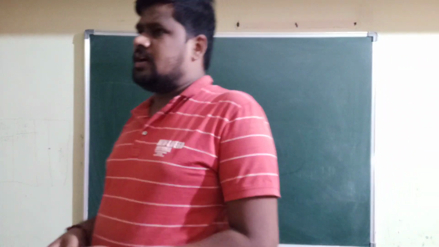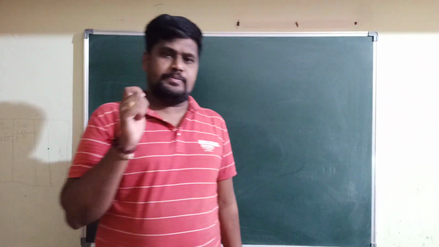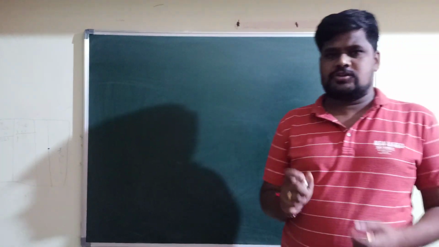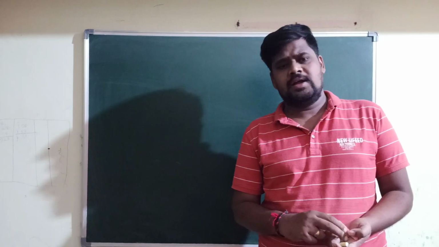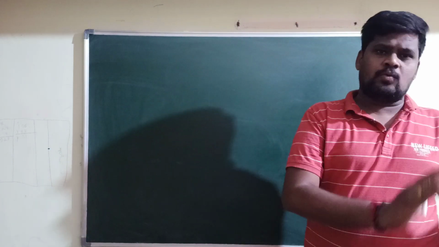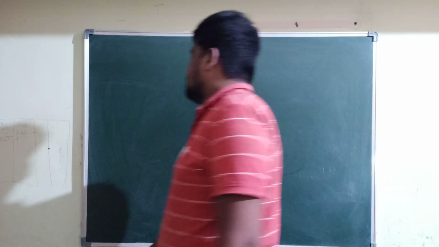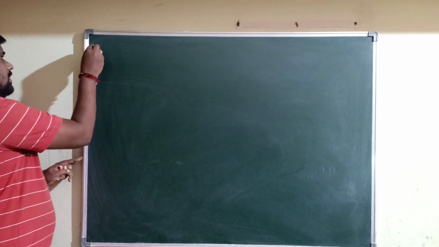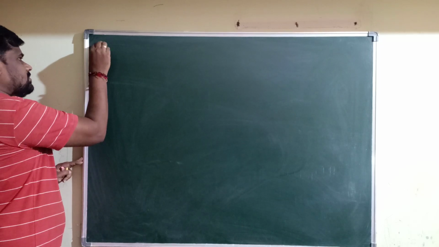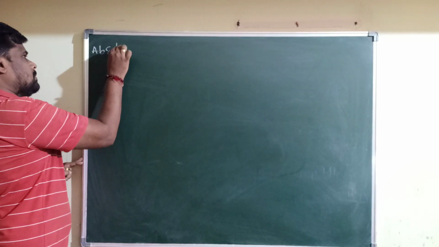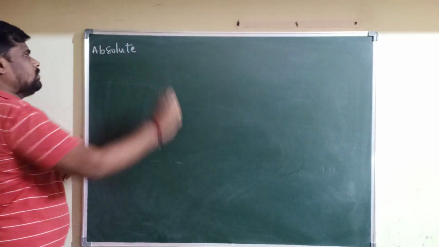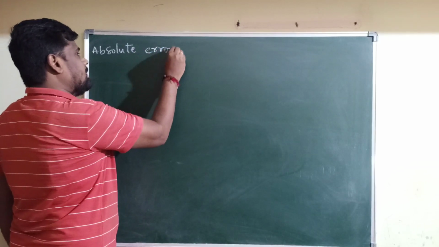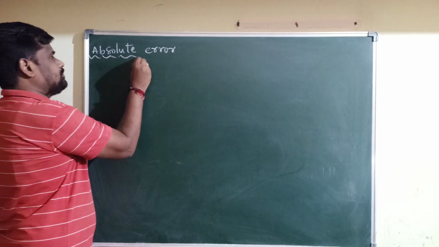So in this class let us concentrate on how absolute error, relative error and percentage of error are estimated in the measurement of a given physical quantity. Therefore we will concentrate here. First I will take absolute error in the measurement. Let us discuss how the absolute error in the measurement is estimated. Absolute error.